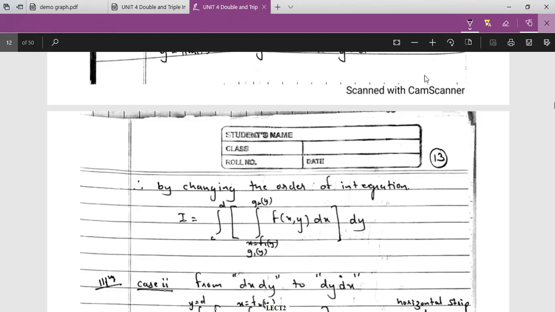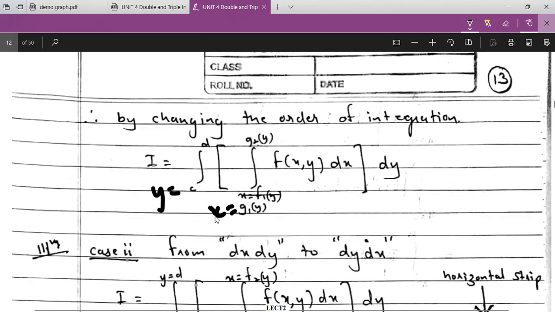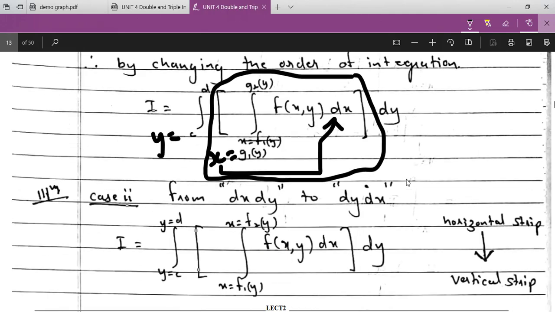So see this function: this is nothing but x equal to g1 of y, x equal to g2 of y, and y is equal to c to d, right? Fine, c to d, and then you evaluate this integral first. This is how we change the order of integration, and then the outer integral is evaluated later.